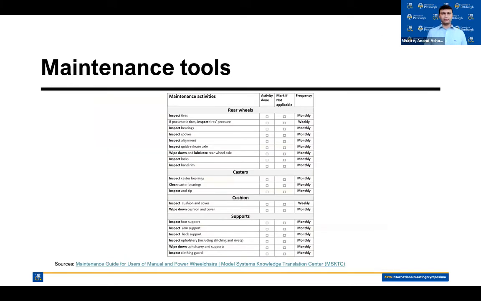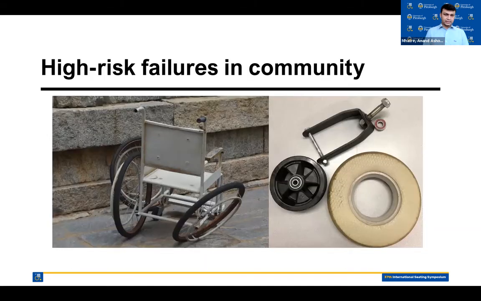However, if you're looking at some of the maintenance tools that are out there, they are encouraging preventative maintenance, and we have two of these which are looking at inspecting and checking casters as well as other wheelchair parts on a specific time interval, like weekly, bi-weekly, monthly. We have these for manual and power wheelchairs. One of the big issues with these is that they cannot indicate to a user, based on usage, when a high risk failure is going to happen in the community.